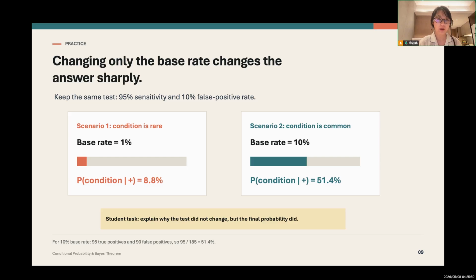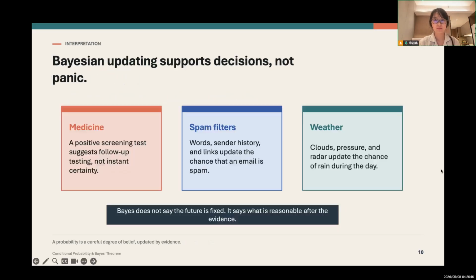So the probability of having the condition given that the test result is positive is 95 divided by 185, which is about 51.4%. The test did not change, but the base rate changed, and that changed the final probability sharply. Bayesian updating is not just a formula. It's a way of thinking about evidence.